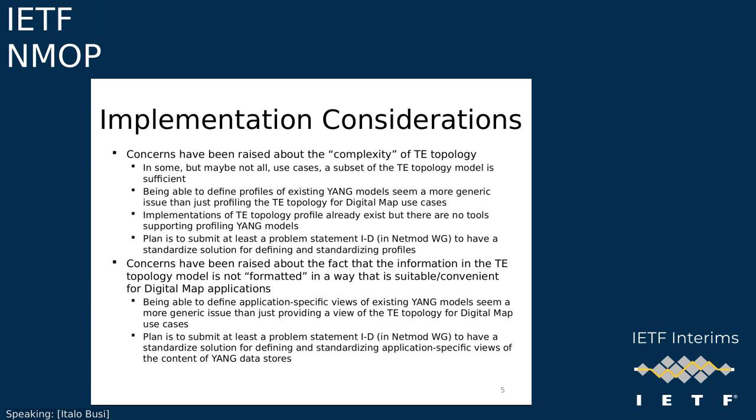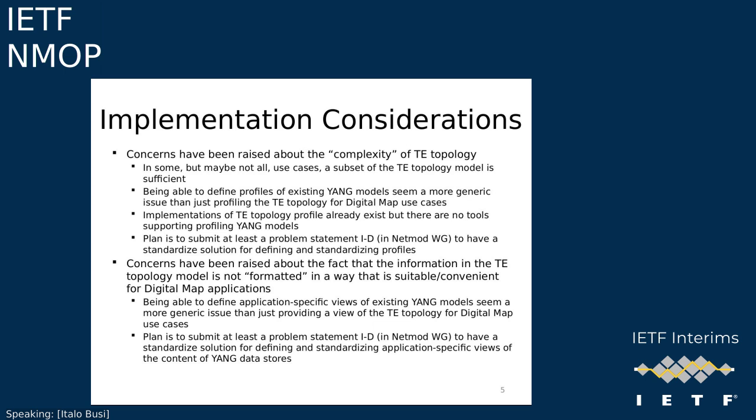Another set of concerns was about the fact that the information which can be retrieved from the topology model is not formatted in a way that is suitable or convenient for digital map applications. I remember the discussion about, for example, the bidirectional link. You have the information that the link is bidirectional because you have two unidirectional links between two TPs, but there is no explicit information telling you that the link is bidirectional.